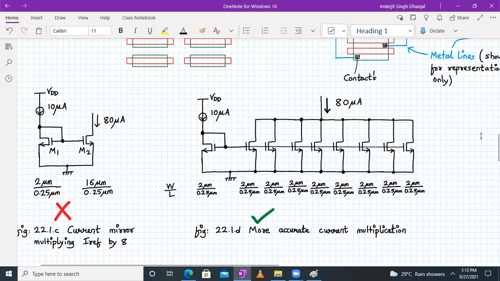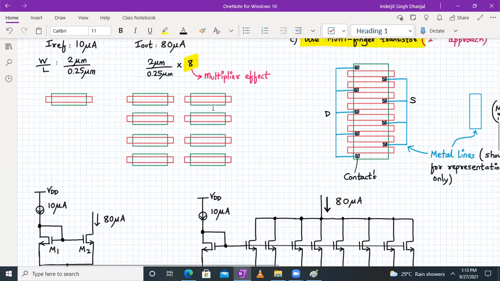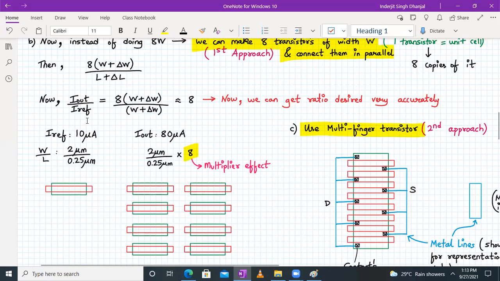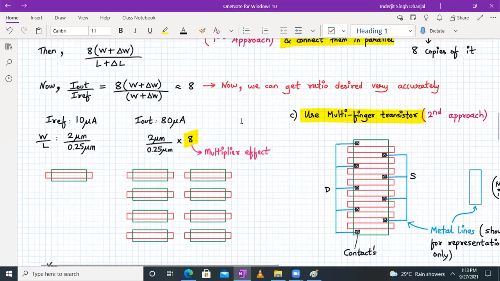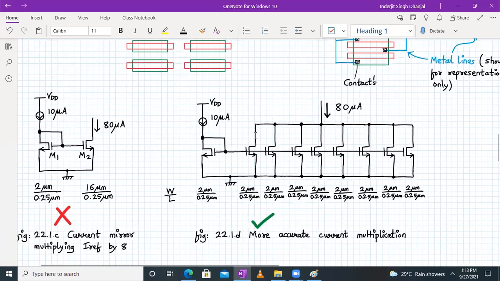So all the transistors have the same sizing now. 2 micrometer divided by 0.25 micrometer. If you do that, then what you will have is I out divided by I reference is equal to 8. And that is what is desired. So you connect all these unit transistors in parallel, right? And now each transistor will provide a current of around 10 microamperes. And you know the current in parallel will be added up over here, right? So this current will be added to this. So you will get finally 80 microamperes.